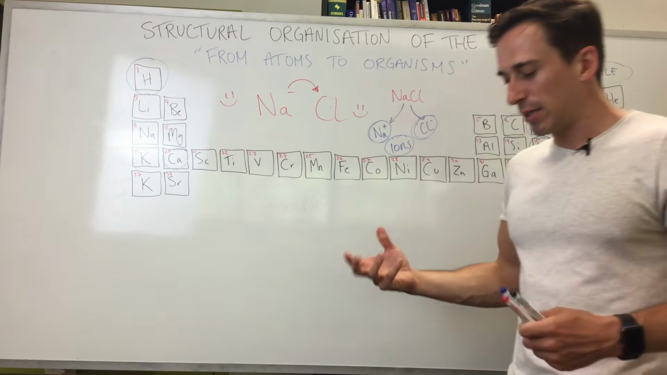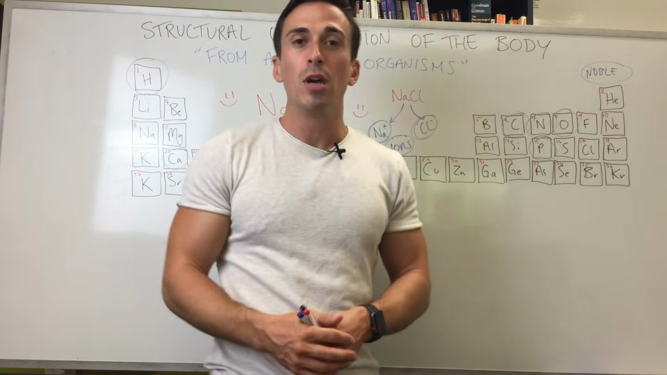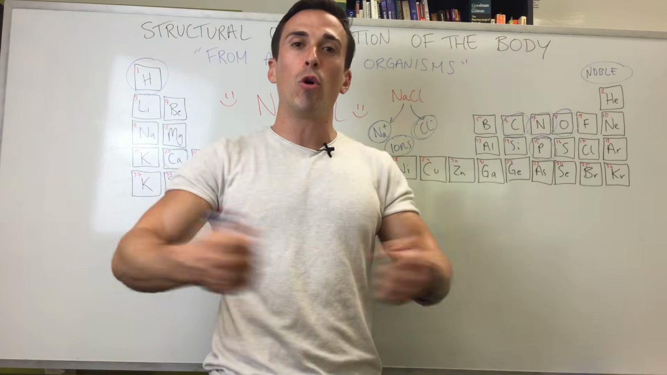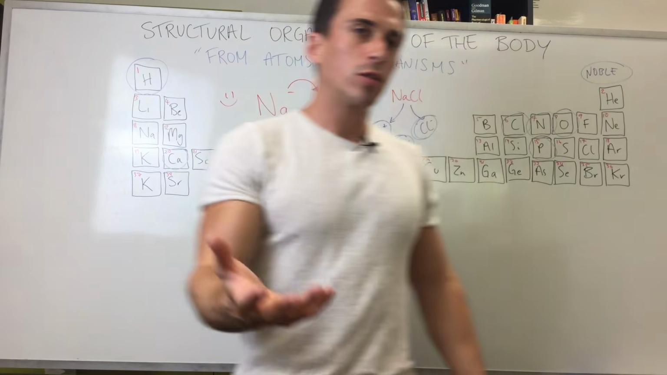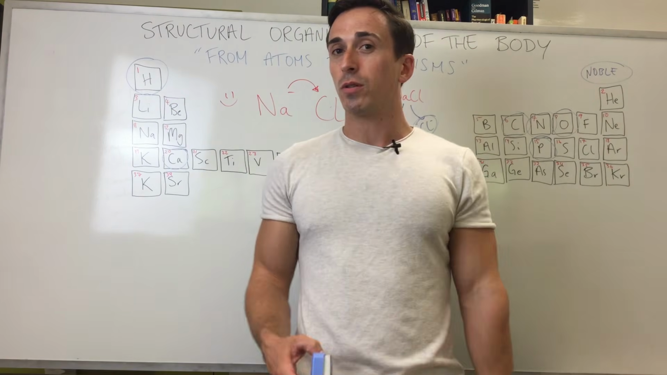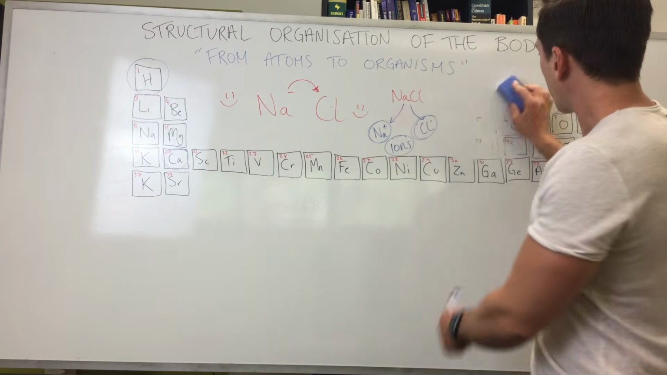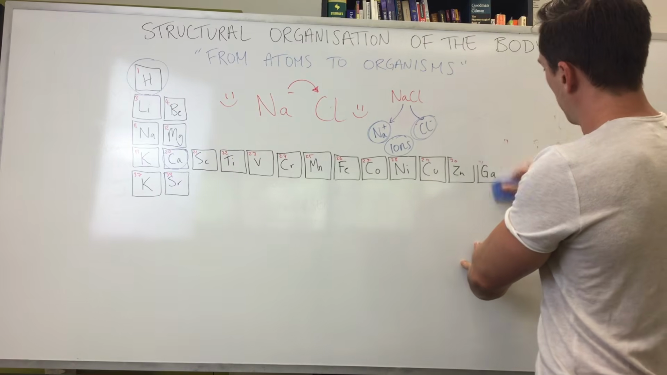But we know that the body isn't just made up of atoms and ions, it's made up of more complex molecules. This is when atoms come together to form more than two connections. So what I want to go through with you is some of the most important molecules you're going to find in the body. Now, there's actually three that I want you to be aware of.